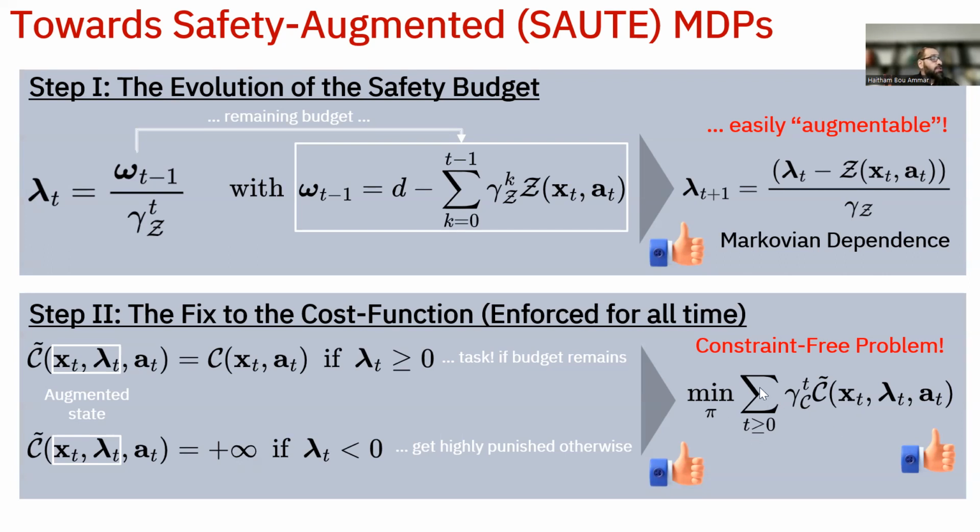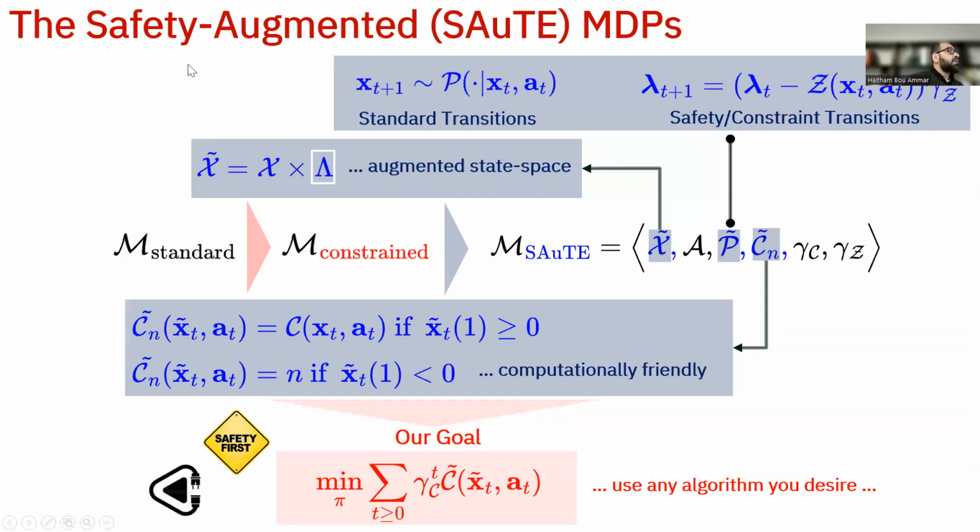And now that is super cool, because now you can actually solve safe RL problems using standard PPO, if you like, or using some model-based solver, or using whatever you like. Why were we able to achieve this? Because we did the trick. We were able to go from a constrained MDP into a constraint-free MDP by augmenting a Markovian state variable and changing the cost. And that takes us to what we define as safety-augmented MDPs, or Saute MDPs. So remember, we had the standard MDP and we had the constrained MDP.